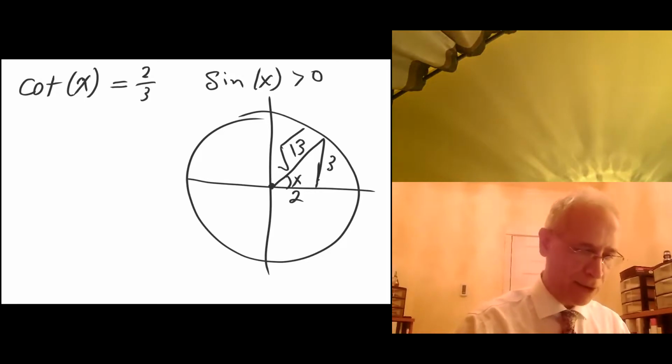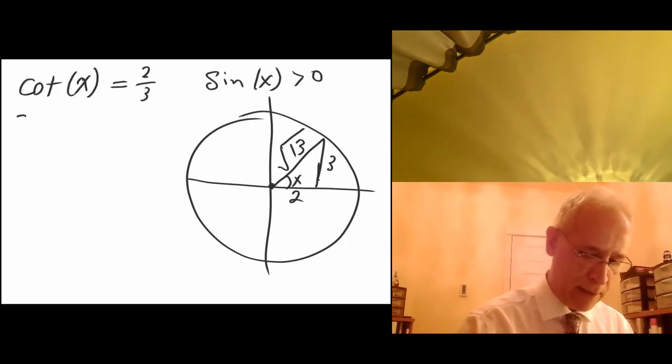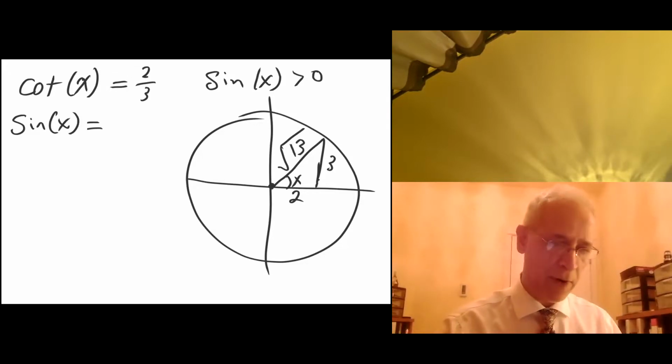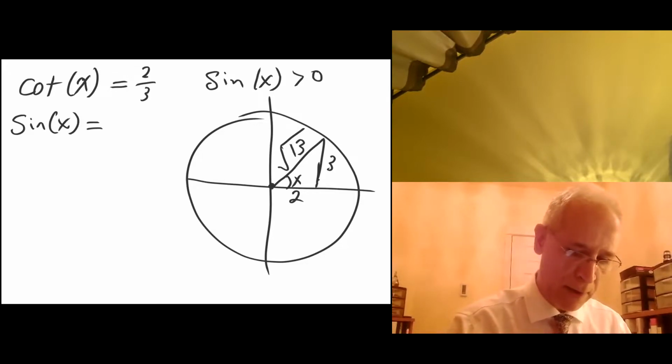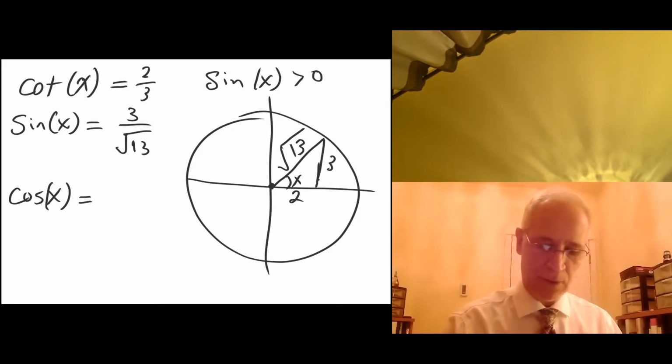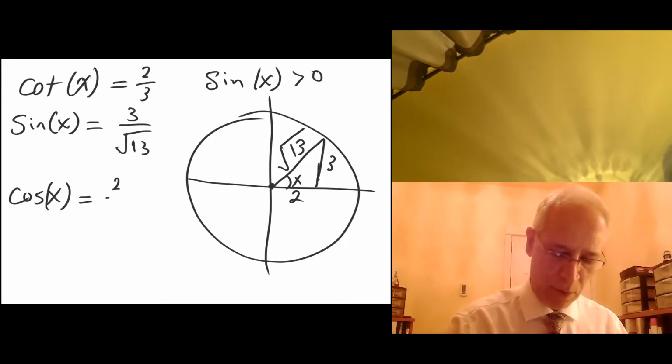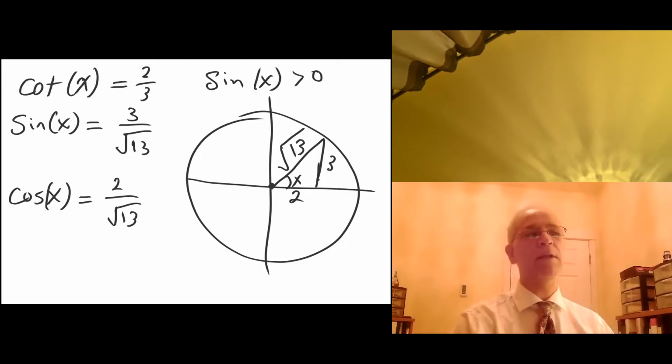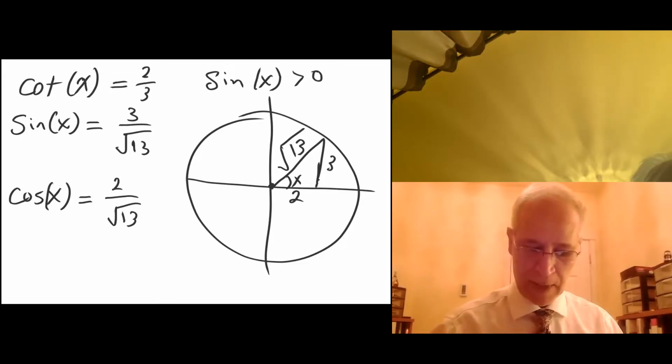So now I can claim that sine of x equals opposite over hypotenuse, so 3 over root 13, and cosine of x equals adjacent over hypotenuse, so 2 over root 13. And now I'm ready to use my double angle formulas.